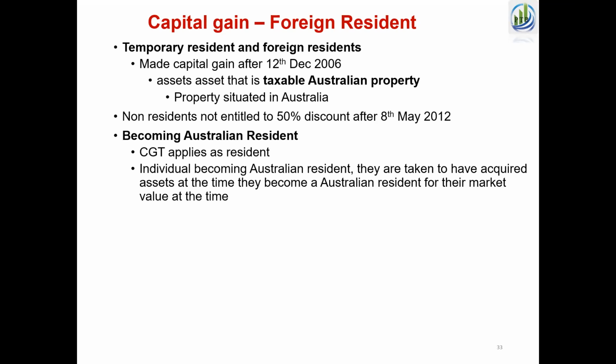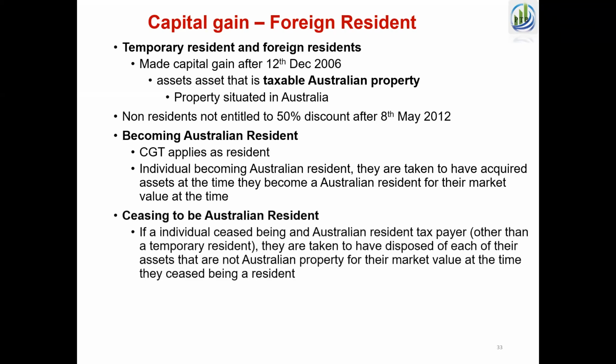He's a resident for tax purposes, applying 50%. So a $5,000 discount, and he's going to include a capital gain of only $5,000. He need not worry about the capital gain of 500,000 minus his original cost price of 100,000, that 400,000 capital gain. So for becoming an Australian resident, the value of the particular asset on the date he becomes an Australian resident is going to be considered for the cost base, right? That's the example we explained here.